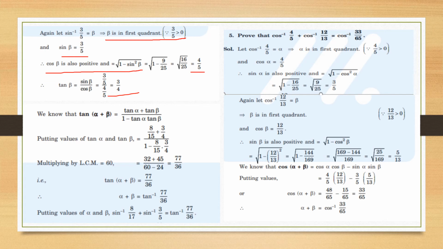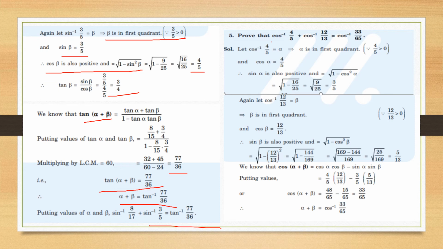Right. Now tan alpha plus beta, using this formula, tan alpha plus tan beta upon 1 minus tan alpha tan beta, and placing all the values calculated above, I'll get it as 77 by 36. So I get tan alpha plus beta is 77 by 36, means alpha plus beta is tan inverse 77 by 36. So replacing the value of alpha as sine inverse 8 by 17, beta as sine inverse 3 by 5, this is the desired answer.